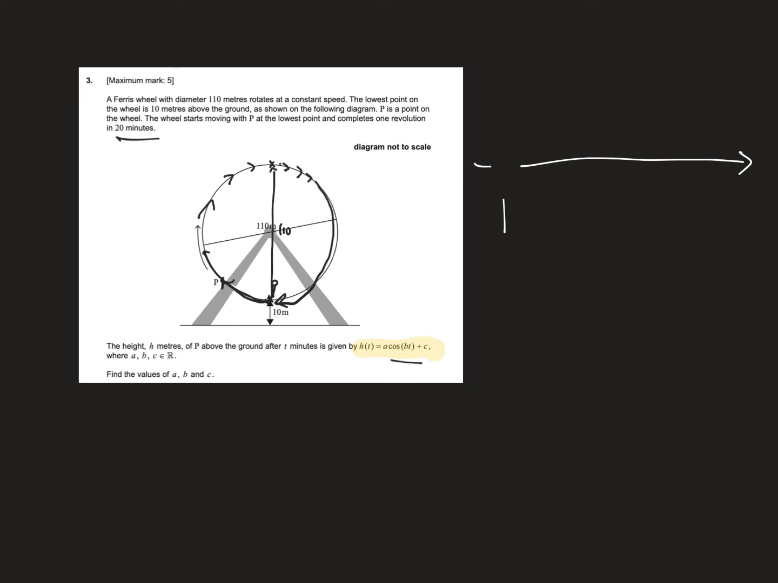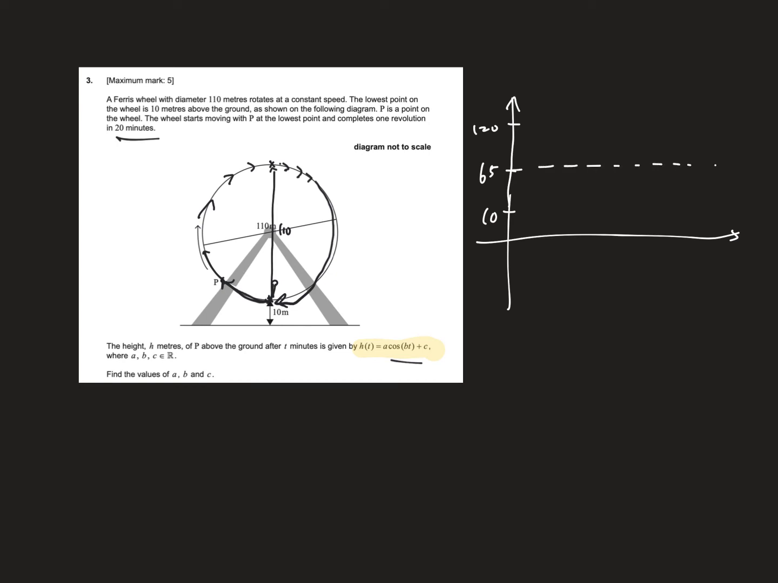So then we try to get a better drawing for this sinusoidal diagram. For this part, the minimum point will be 10, and the maximum point will be 120. All right. So within this one should be 65. Okay. It will be the principal axis, and it will oscillate along this principal axis, right? And this is the maximum point, which is at 10 minutes.